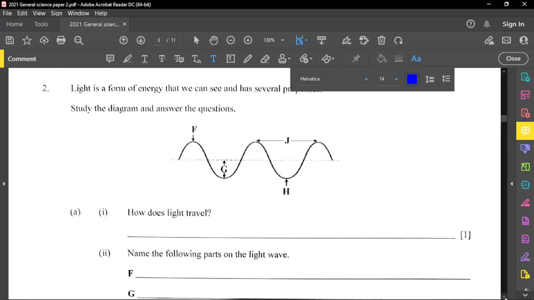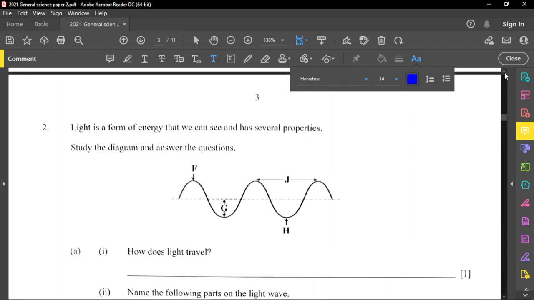So question number two now. It says that light is a form of energy that we can see and has several properties. Study the diagram and answer the questions. So this is a light wave that is shown right here, and we have different parts of the wave. Let's quickly see what they asked us first. If not, I will label the entire structure of this wave.